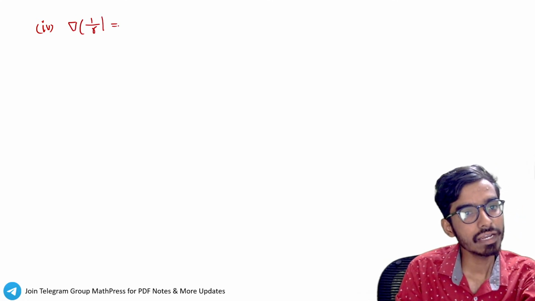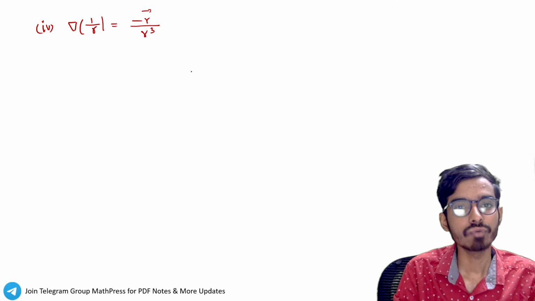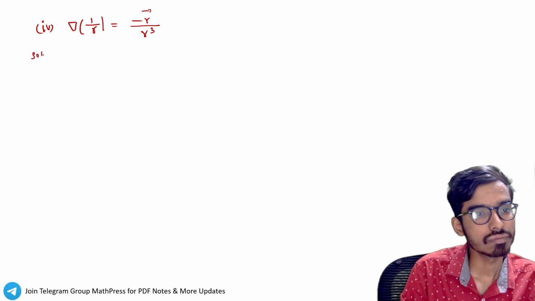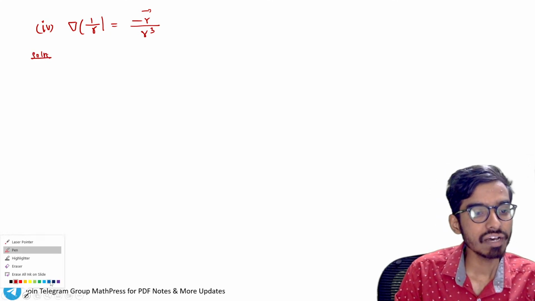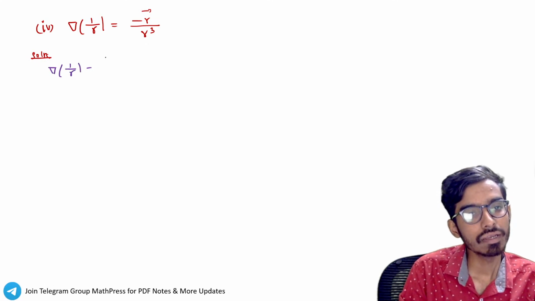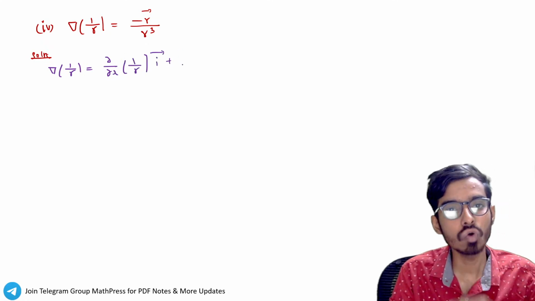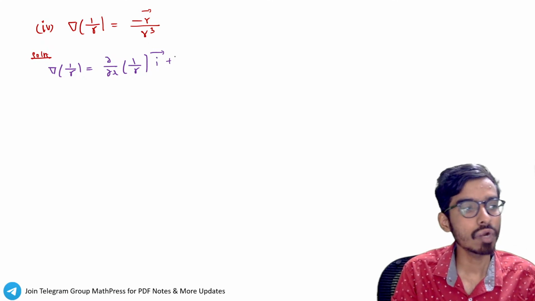So the gradient of 1 by R is equal to minus R vector divided by R cube. This one we need to prove. Solution. So gradient of 1 by R. So directly write this. What is gradient of 1 by R? It is dou by dou x of 1 by R into i vector. Grad f is dou f by dou x, so instead of f, you put 1 by R.